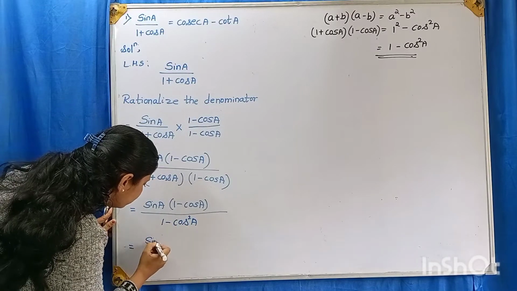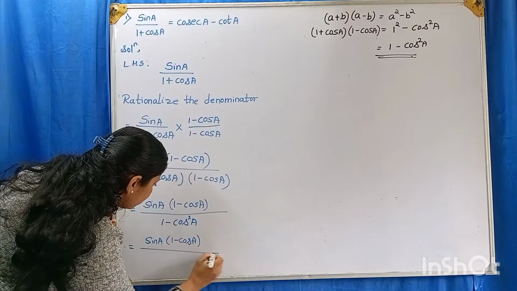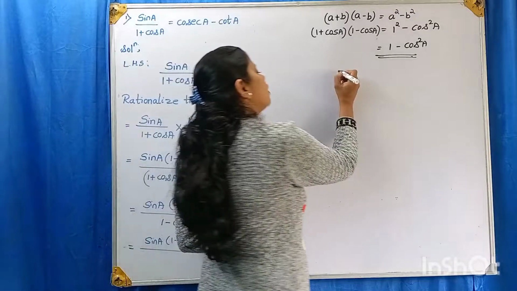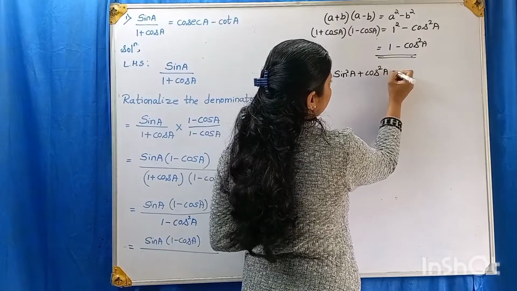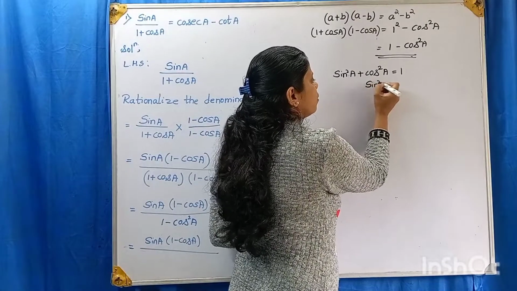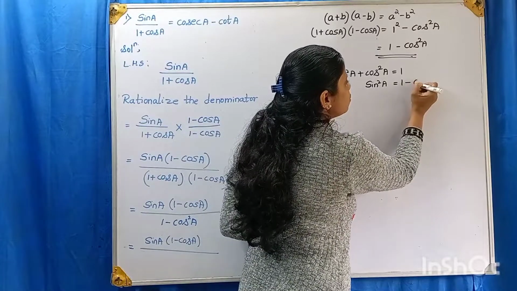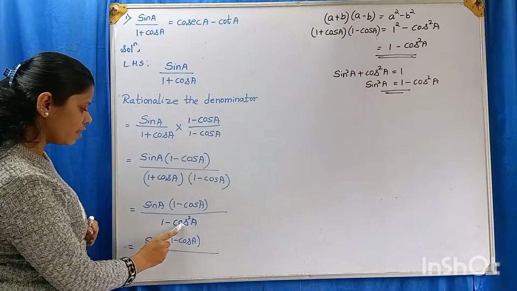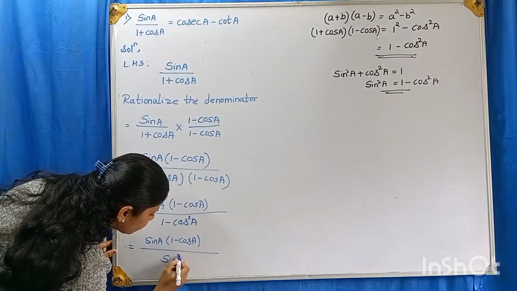Sin A into 1 minus cos A divided by 1 minus cos square A. We can apply the formula sin square A plus cos square A is equal to 1, right? Therefore, sin square A is equal to 1, and this plus cos square A comes to this side and becomes minus cos square A. Therefore, this 1 minus cos square A, I can write as sin square A.